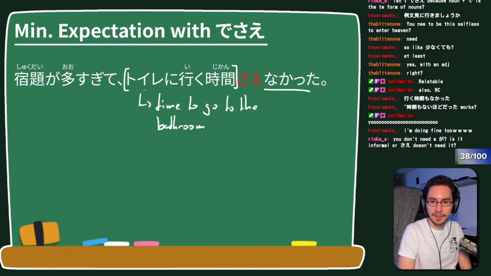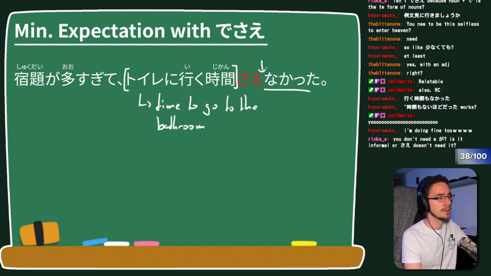You don't need ga. Formal sae doesn't need it. There is no ga. トイレに行く時間さえなかった. Yeah, you could have ga. You mean here, right? Ga なかった. I don't think there's too much of a formality issue here, but トイレに行く時間さえがなかった. It seems kind of weird with ga, to be honest.